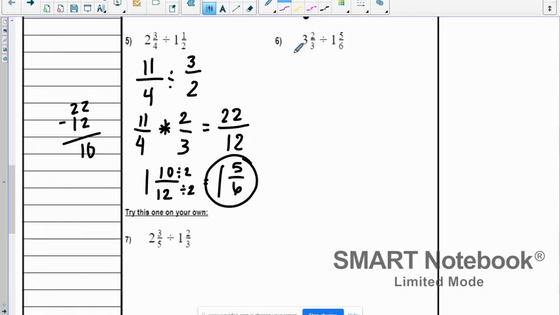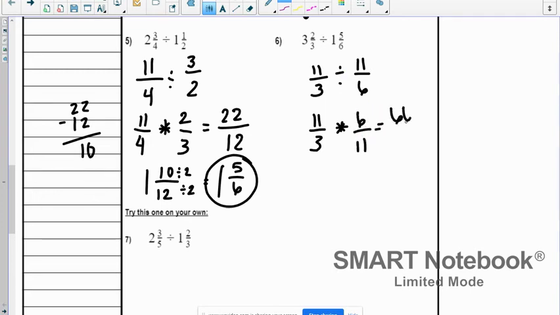Number 6, we have 3 times our denominator 3. 3 times 3 is 9, plus our numerator, which is 2, so 9, 10, 11 thirds. We are dividing. 1 times 6 is 6, plus our 5 is 11 as well. 6, 7, 8, 9, 10, 11. Yep, just double checking that that's right. Our denominator stays the same. Now we're going to rewrite this as multiplication. So we have 11 thirds times, so keep, change, flip, to 6 over 11.